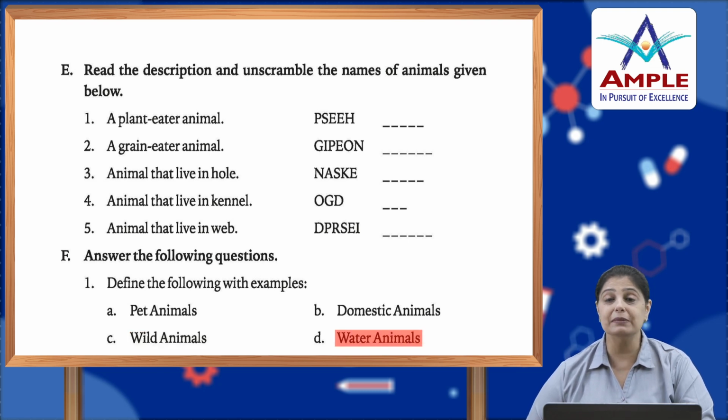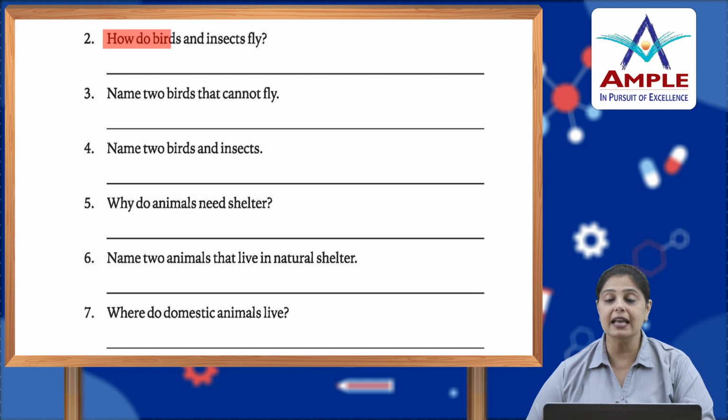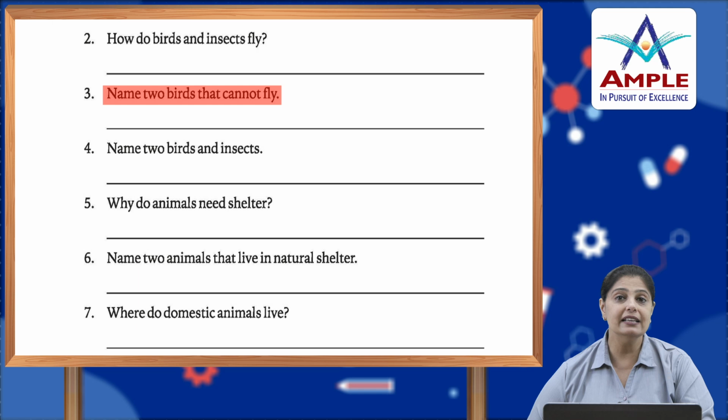Water animals, animals that live in the water, are called water animals. Shark, dolphin. Okay, how do birds and insects fly? They fly with the help of the wings. Name two birds and insects. Two birds, you can say sparrow, eagle. Insects, spider. Okay, which one? One more. I'm sure that you can answer this one. Yes, it is housefly.